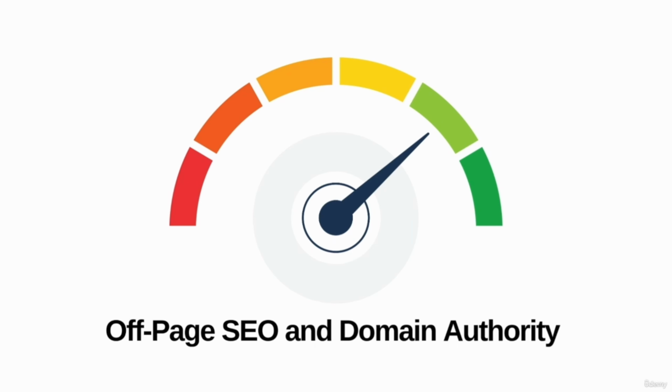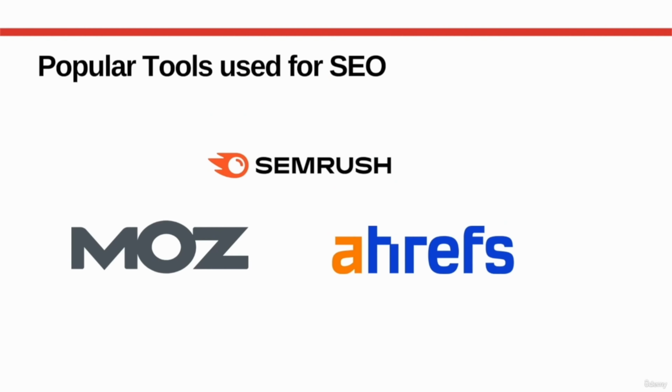Think of domain authority as a grading system that determines the overall strength of your website. Websites with a higher domain authority are favored in search results, receiving more visibility, while those with a lower score often find themselves near the bottom of the rankings. Some popular tools used in SEO are SEMrush, Moz, Ahrefs.